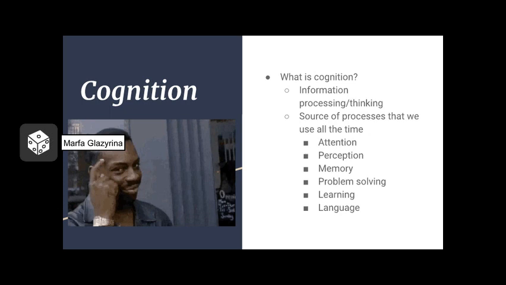To understand attention, first we need to understand what cognition is. Cognition is really just our way of processing information and thinking. Within psychology, cognition is the source of a ton of processes that we use all the time, things like attention, perception, memory, problem solving, learning, and language. Most brain related processes that we use on a daily basis to make decisions, learn things, talk to other people, or even retain focus during class and lectures are all related to cognition.